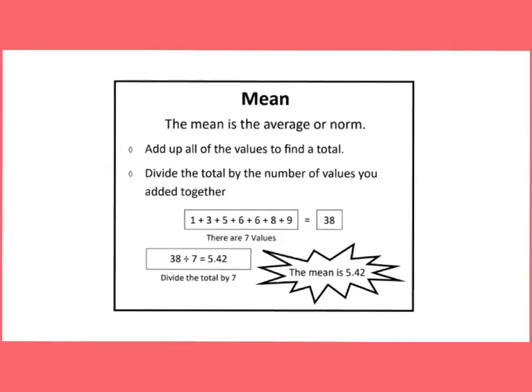So there are two basic steps to find the mean. First, we're going to add up all the values, and then we're going to divide the total by the number of values we had. So if we look at this example, they had 1, 3, 5, 6, 6, 8, and 9. So all these numbers were added up to get 38. There were 7 total numbers. Even though we have 2 6s, they count as separate numbers. So we took 38 divided by 7 and we got 5.42.